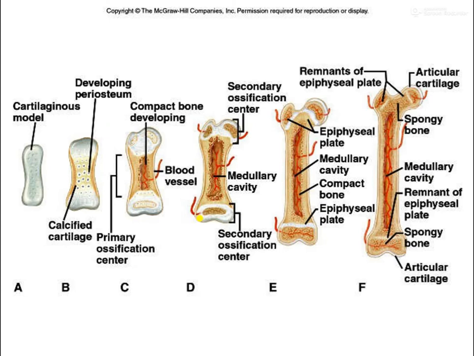Now the first one is the cartilaginous model. Second one is development of the periosteum and the calcified cartilage. Third one is the compact bone developing, the primary ossification center. Next one is the secondary ossification center, epiphyseal plate formation, and the articular cartilage formation.